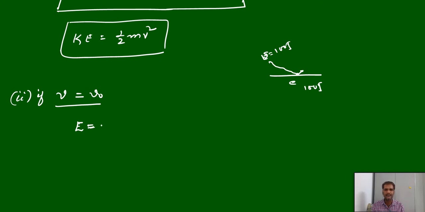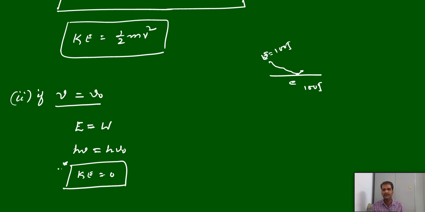Energy supplied should be equal to the work function. There is no kinetic energy. E equal to W. Means h nu equal to h nu naught. Means nu equal to nu naught. From this, kinetic energy is equal to 0. The main important point here, if you supply with the threshold frequency or the work function, the kinetic energy of the electron is 0. This point should be remembered.